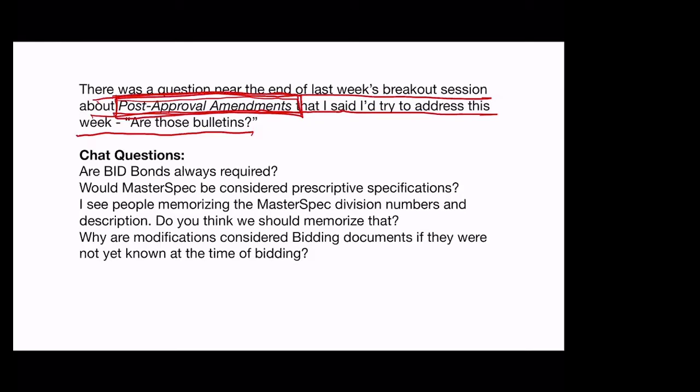All right, chat questions from last week. Are bid bonds always required? The answer is no, they're not always required, but they're almost always required on big projects, and they're almost always required on public projects. Bid bonds, you'll remember, are the insurance policies that a contractor will be forced to take out, so that if he flakes out, then the owner gets paid the difference between his lowest bid and the next lowest bid.